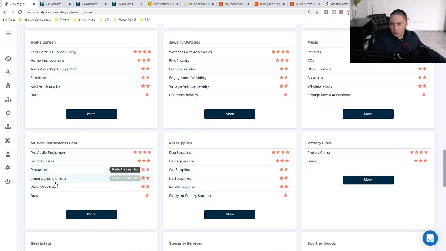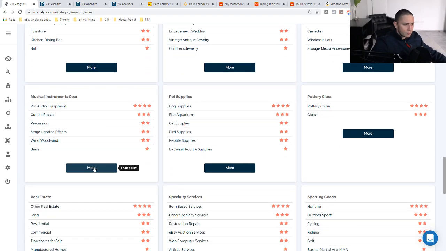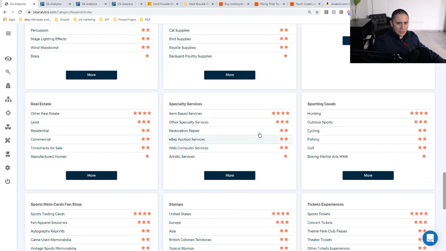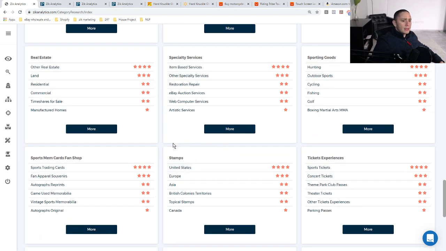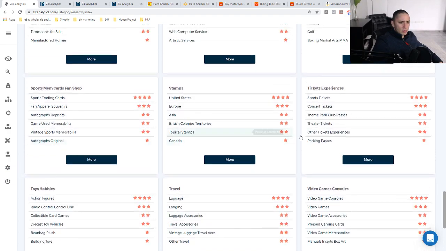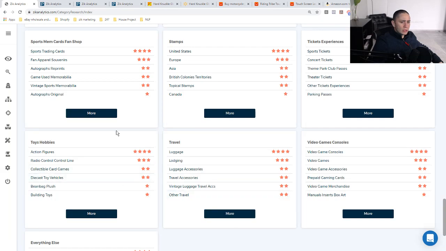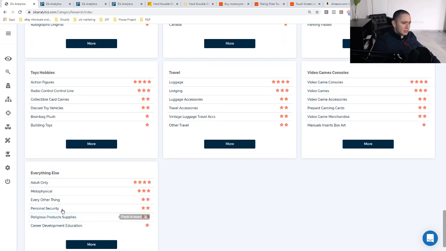Music and instruments, good category. Real estate, I would avoid. Special services, would avoid. Sporting goods, a good category, but you have to be careful with hunting and weapons products. Stamps, I would avoid. Ticket experience, I would avoid. All those I would avoid here. Travel, a good category. Toys, good category. Video games, consoles, I would look into it. Interesting. And everything else, there are different things here.